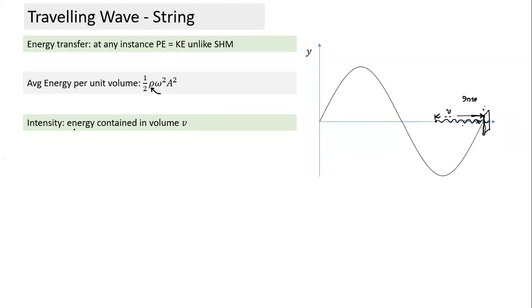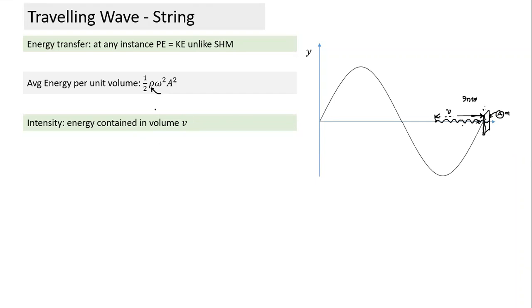So if I take the cross section area as unit cross section, the entire energy in length equal to v, with cross section area equal to 1, will pass through any cross section. If you go through EM waves also, that's how we arrive at intensity. Intensity is equal to energy contained in volume V, V being the speed of the wave. Exactly the same thing as in the case of EM waves.